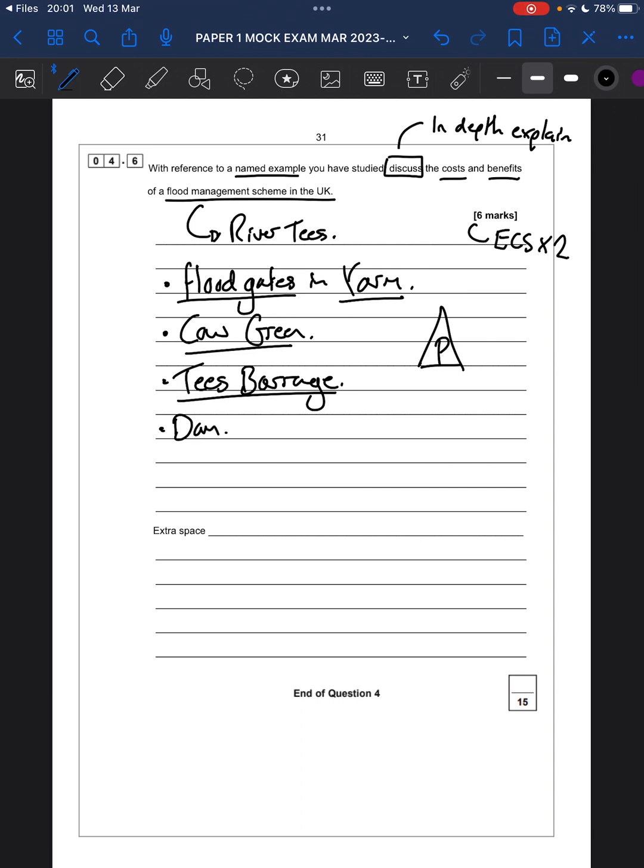If you give basic things, you will pick up some marks. So if you were to say, one management scheme you can use is to build a dam. This is good because it controls river flow. However, they are very expensive to build and maintain. You will get some marks. You just will. You won't get a lot, but you'll get something. And remember, something is better than nothing. Okay, you've got to try every single question. Okay, remember that. It can go a long way.